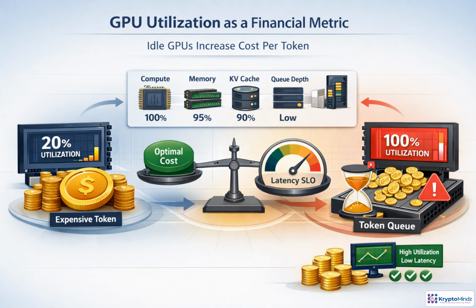GPU utilization is a direct input to cost per token. If an expensive accelerator is only doing useful work 20% of the time, the idle 80% is still being paid for, and that cost gets loaded onto every token served. But the answer is not blindly chasing 100%. Saturated compute, memory, KV cache, or queue depth can push requests into waiting, raising P95 and P99 latency or causing timeouts. The healthiest target is sustained high utilization, often around 60 to 80%, while still meeting latency SLOs.